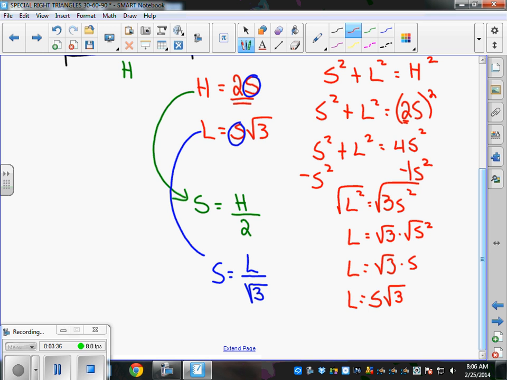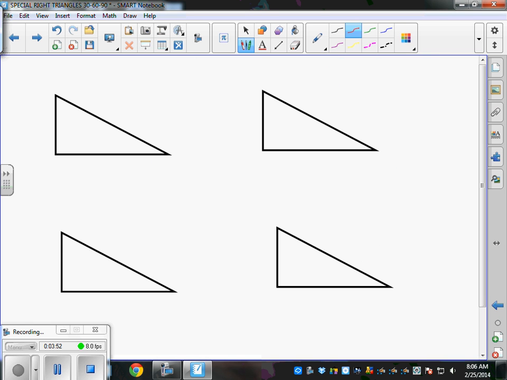If you know the short side, you double it, you get the hypotenuse. If you know the short side, you can multiply by the square root of 3 and you get the long side. And if you know the long side, you can divide by the square root of 3 and get the short side. So let's look at some examples now.